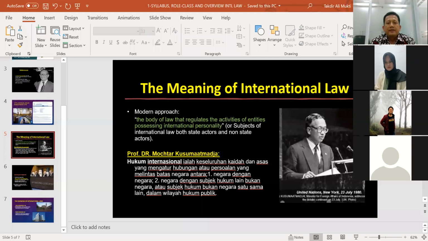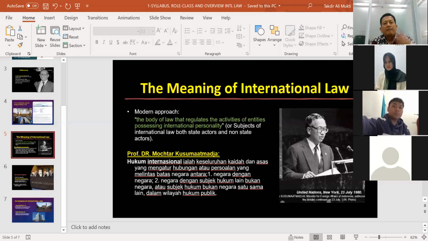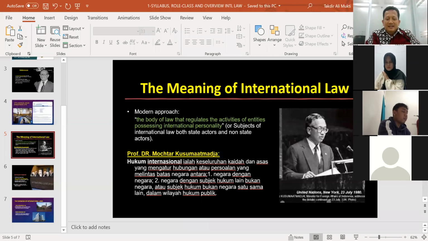So in modern approach, the body of law that regulates the activities of entities possessing international personality. Entities, state or non-state. Maybe you are as political activist or the head of the political movement, maybe. For example, political movement leader in Papua, for example, maybe they declare the independence of Papua.